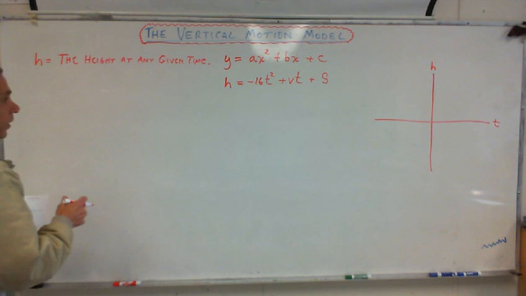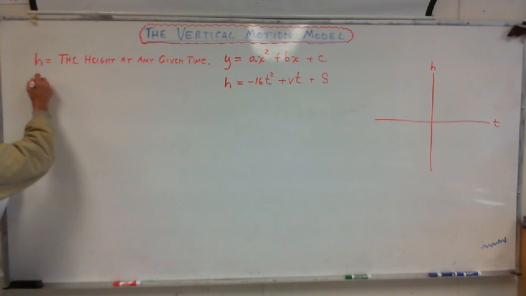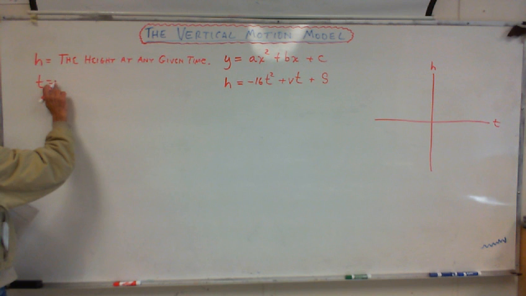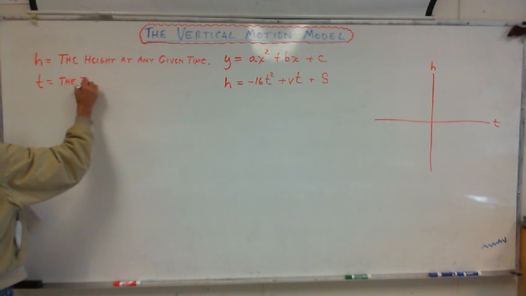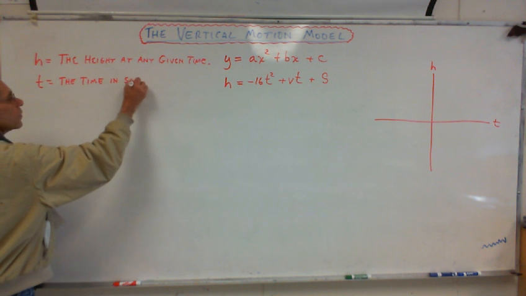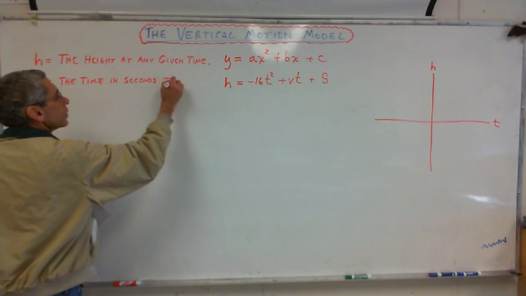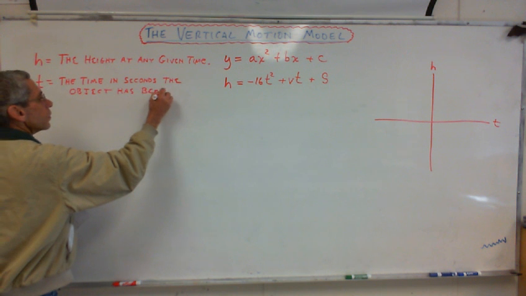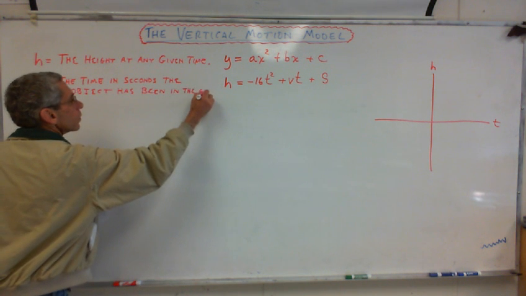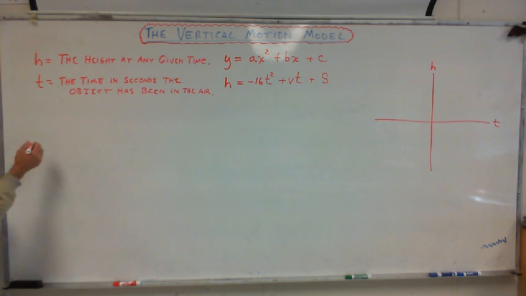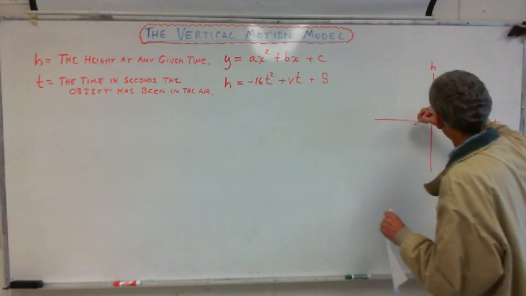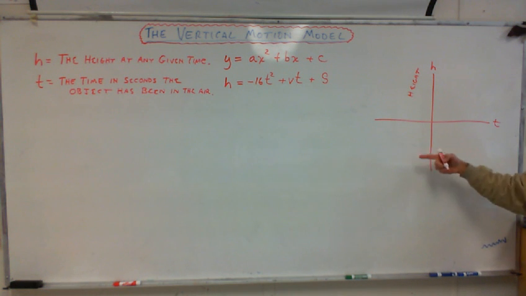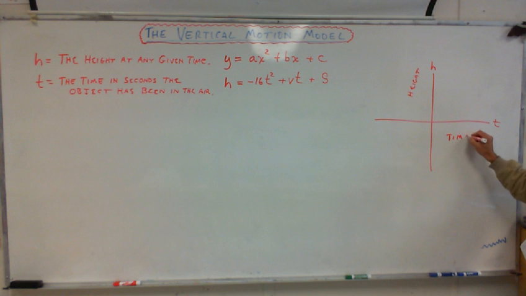Okay. The second one, we'll do t. T stands for the time in seconds the object has been in the air. Alright, that makes sense, right? So over here, this represents height. So when we graph something, we're going to have height here, and our t is the amount of time that it's been in the air. So this is going to represent time going this way, right?